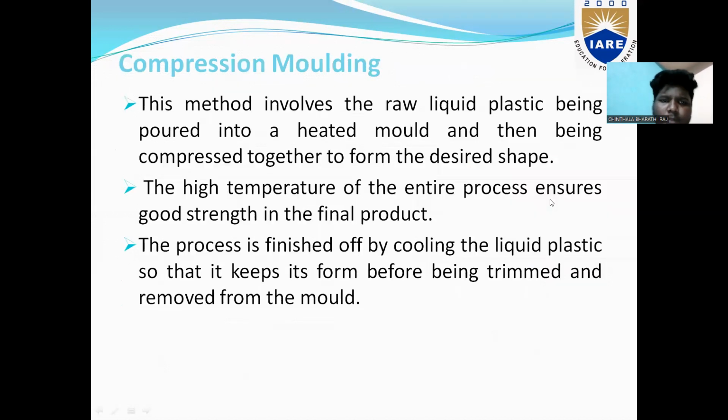Now, compression molding. This method involves the raw liquid plastic being poured into a heated mold and then being compressed together to form the desired shape. The high temperature of the entire process ensures good strength in the final product. The process is finished off by cooling the liquid plastic so that it keeps its form before being removed from the mold.